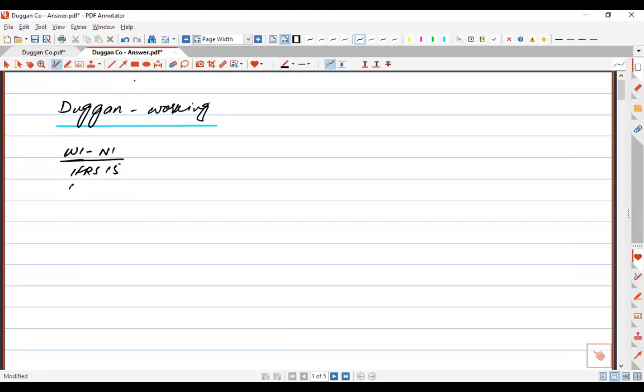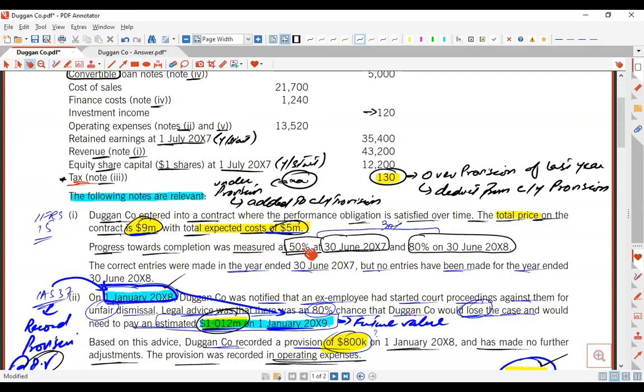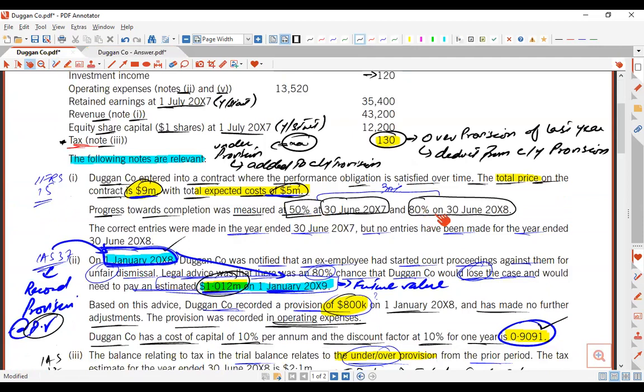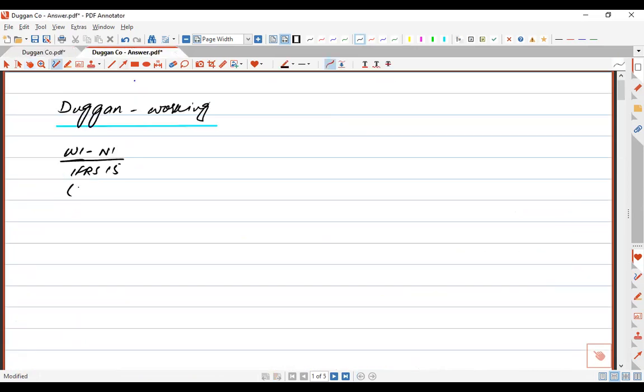Under IFRS 15, you can see that till last year, this contract was completed at 50%, but for our year end on 30th June 2008, it's completed to the extent of 80%. So it means if the contract previously was completed till 50%, and now it's 80% in total, it means 30% work was performed during the year.